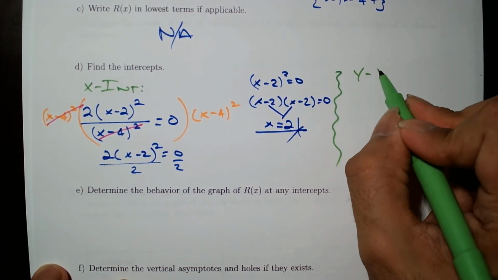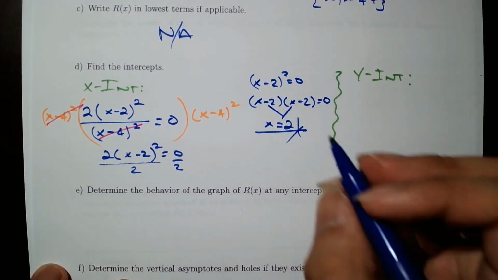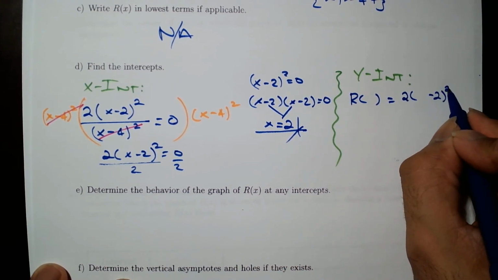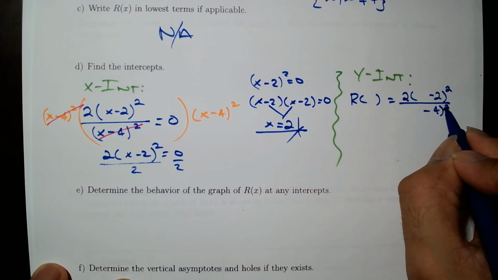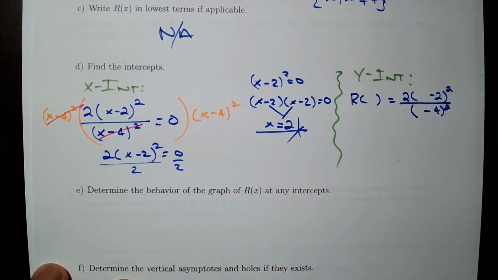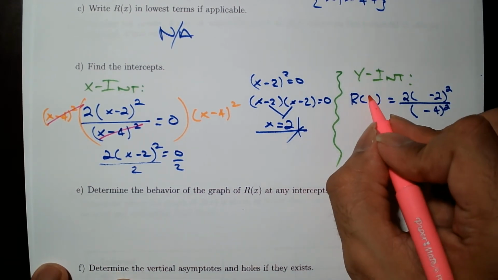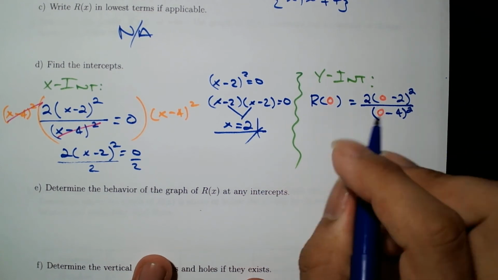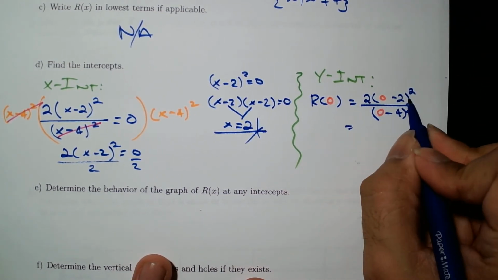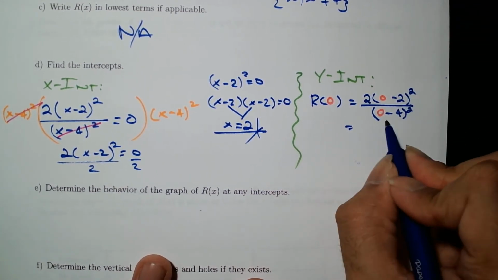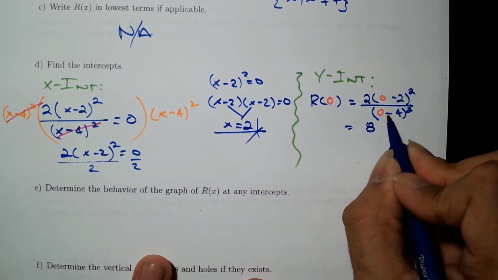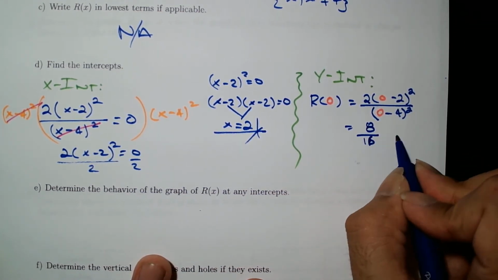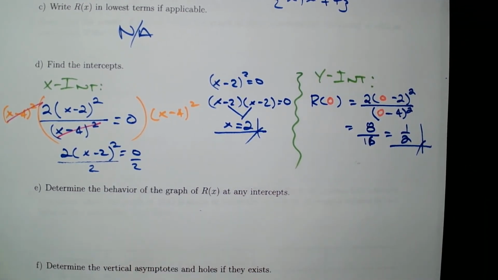Let's look at the y-intercept. For the y-intercept, recall that we plug in 0 in the position of x. So what are we going to get here? Well, let's see. 0 minus 2 is negative 2, but negative 2 squared is going to be 4. 4 times 2 is going to be 8. 0 minus 4 is negative 4, but negative 4 squared equals 16. 8 divided by 16 is 1/2. So 1/2 will be the y-intercept.